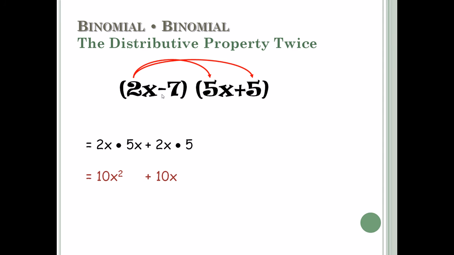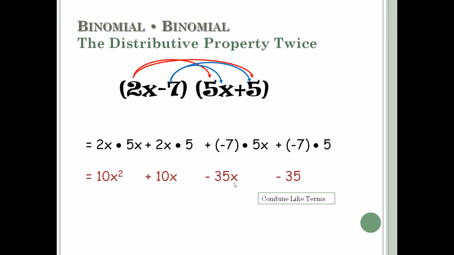All right, now I got to give everybody a -7. Hey, you guys, you're getting a -7. Here it comes. I got -7 times 5x is negative 35x. And I got to do -7 times 5, which is negative 35. Always combine your like terms. Again, I'd say 99.9% of the time it'll be these two right here in the middle. And positive 10x take away 35x should give you a nice negative 25x.